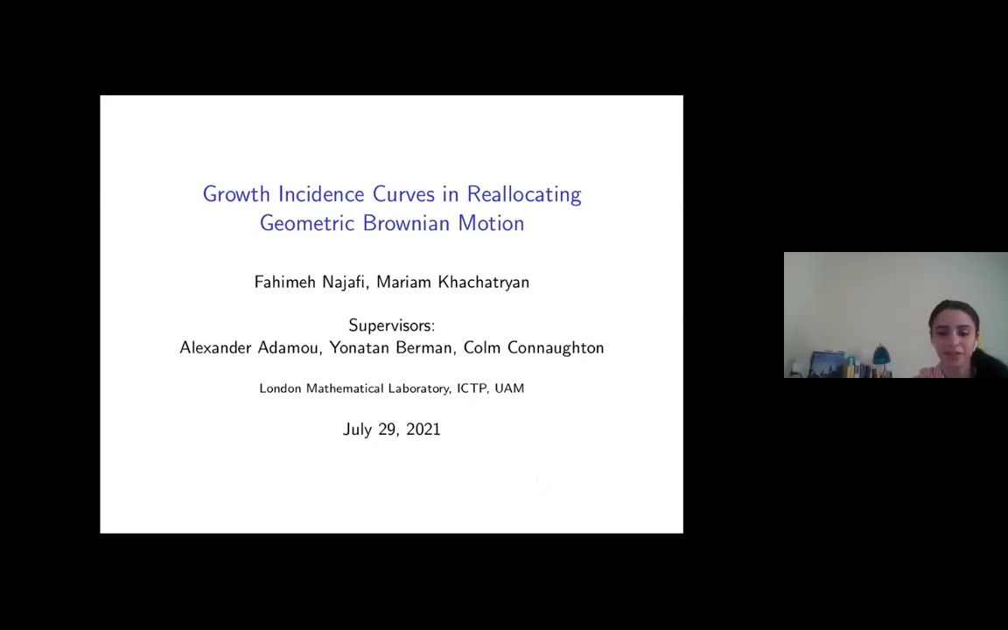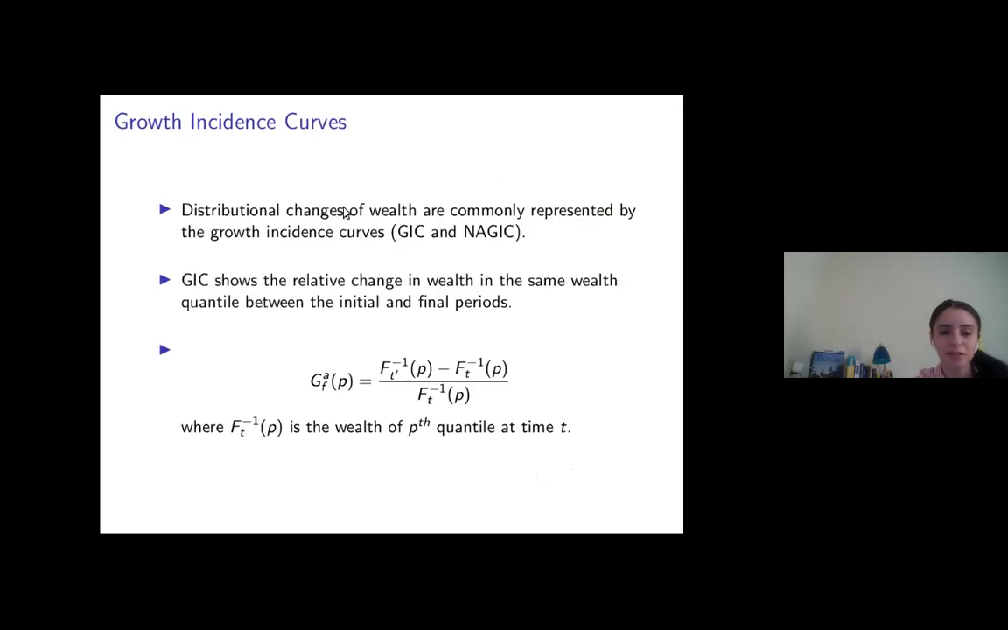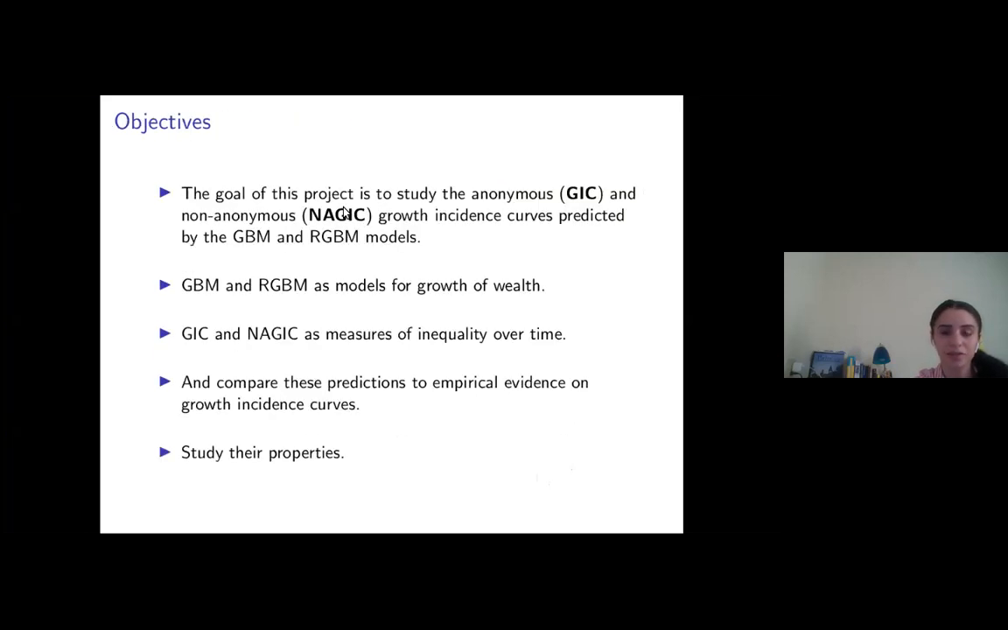Yeah, thank you, Isaac, for the introduction. So this is project number four. The title of our project is Growth Incidence Curves in Reallocating Geometric Brownian Motion. It was done by my team member Fahimeh Najafi and I, and it was supervised by Alex, Jonathan, and Tom.